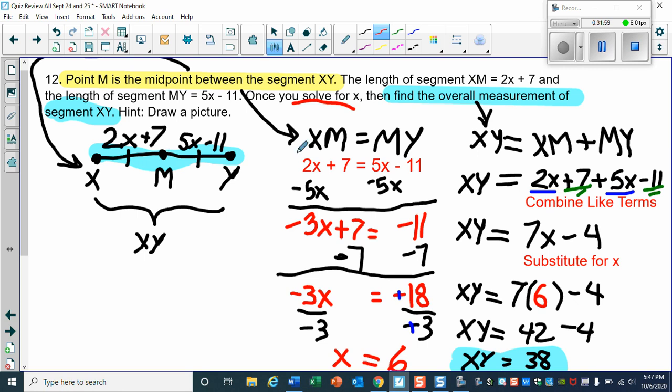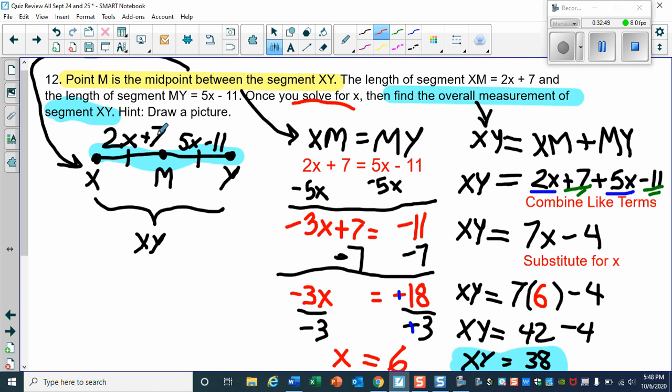We also know that X to M is 2x plus 7, and then from M to Y, 5x minus 11. That's the length of each individual segment. But do we know that this segment, XM plus MY, represents the overall length for XY? Now, we don't know x yet, but we do know, since M is the midpoint, XM is congruent to MY. The measurement of XM and the measurement of MY are equal.